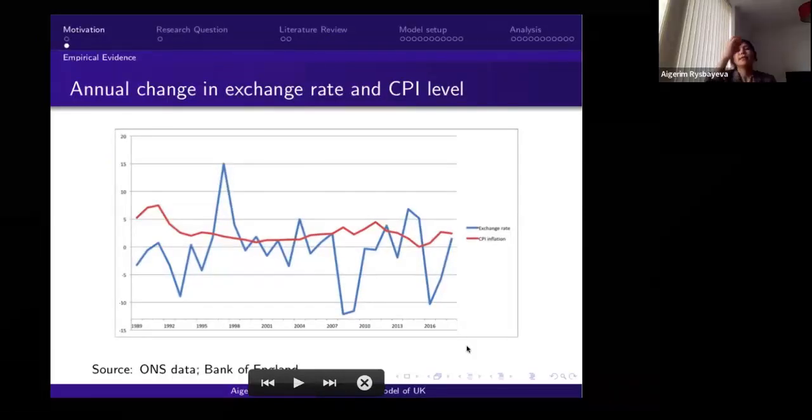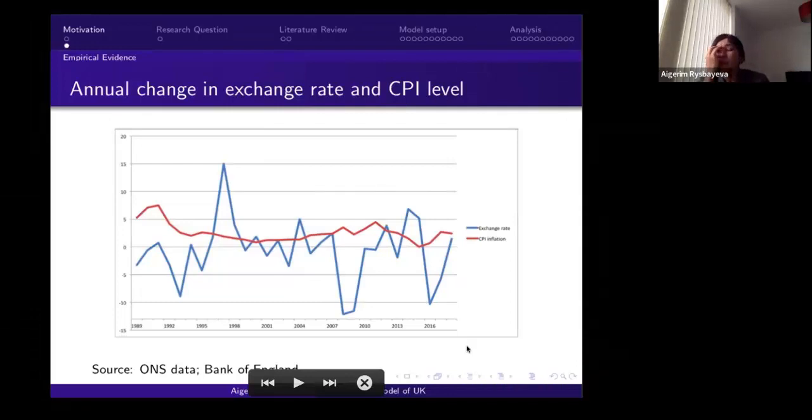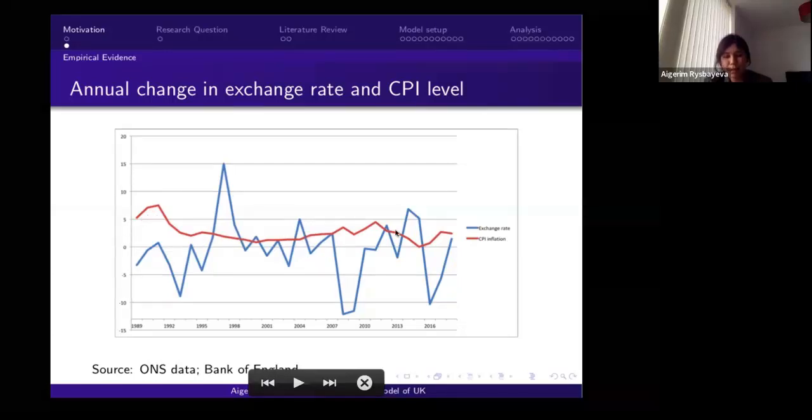My data is the UK economy. Here I present the data for two variables, exchange rate and CPI price levels. These are the annual changes. The blue line is the exchange rate and the red line is the changes in CPI level. This is the data between 1989 and 2017.